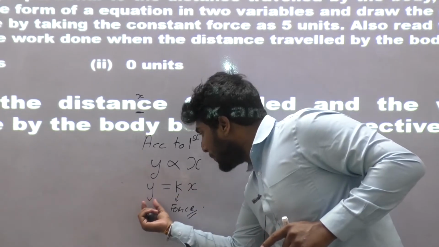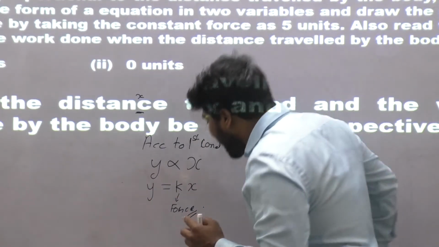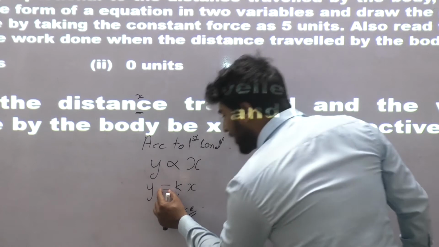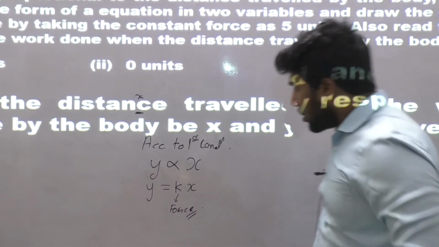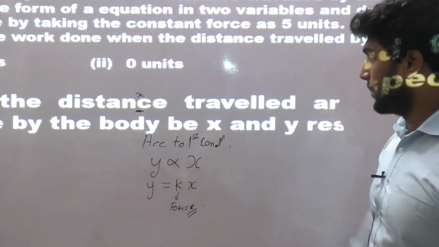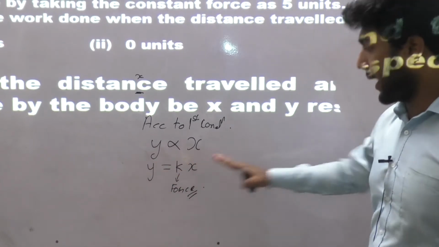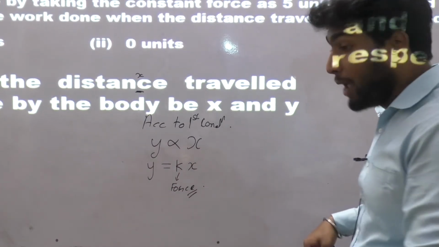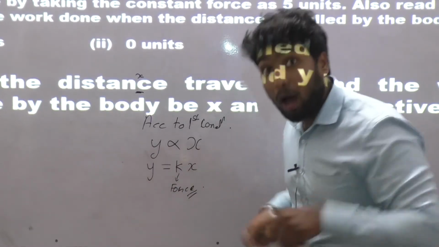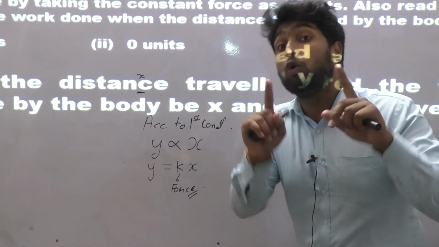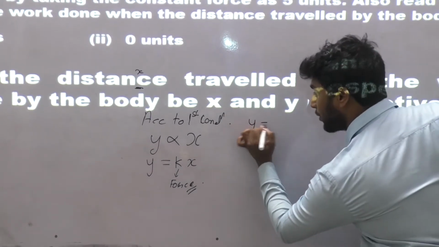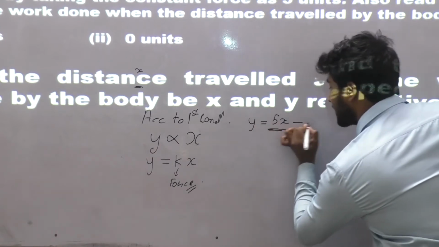The work done by the body on application of a constant force is directly proportional to the distance traveled by the body. ये इसका मतलब है. y is equal to kx. अब मैंने भी आगे बोला है क्वेश्चन में कि we need to represent this linear equation in two variables. है linear equation in two variables? हाँ है. अब हमें क्या करना है? ग्राफिकली रिप्रेजेंट करना है. और यूनिट क्या लेना है फोर्स का? 5 यूनिट्स. तो हम क्या करेंगे? We will solve this. y is equal to 5x, marking this as equation number 1.